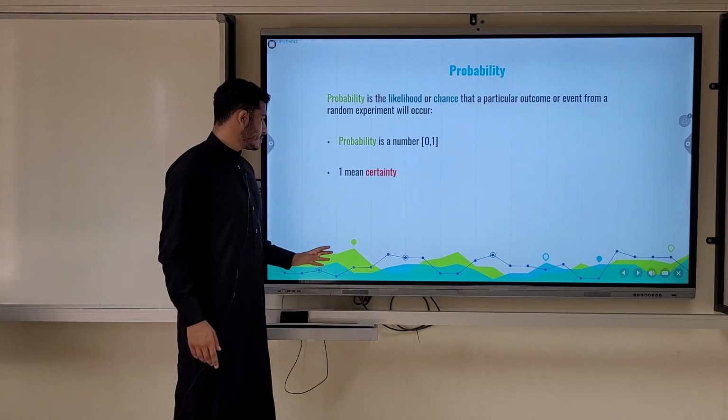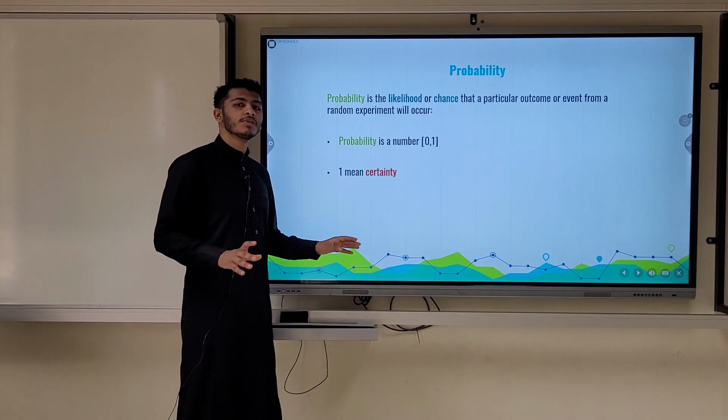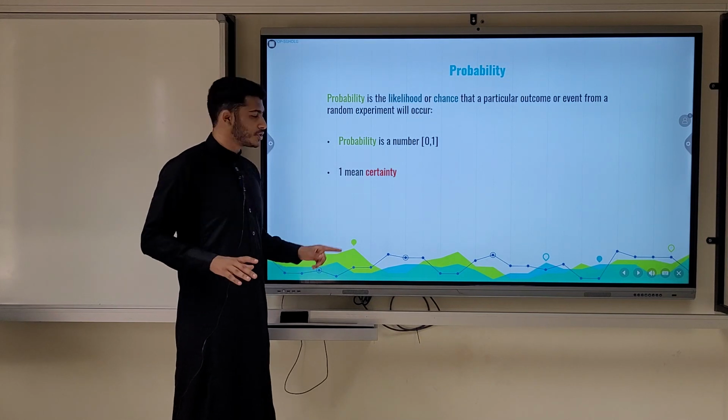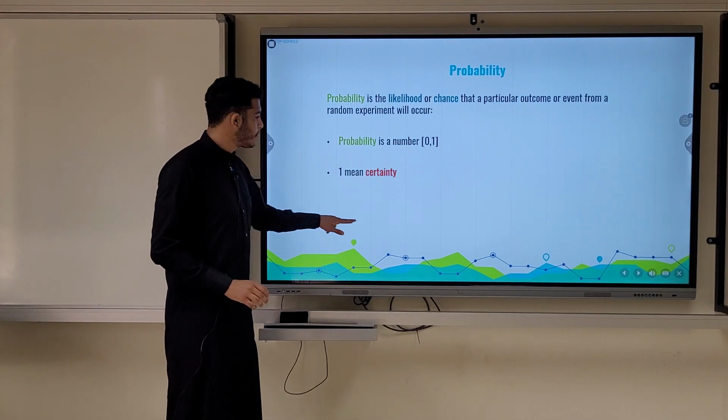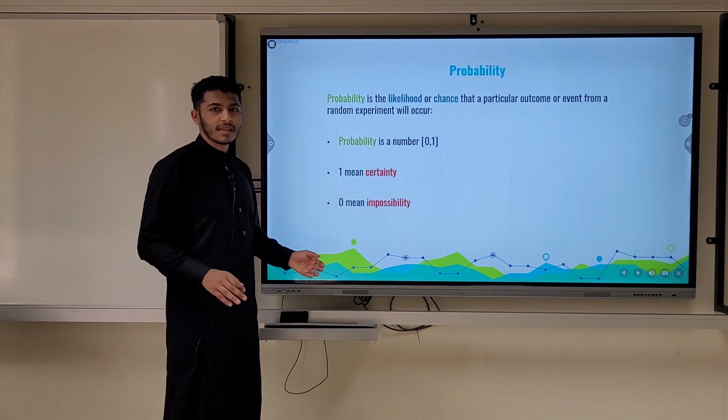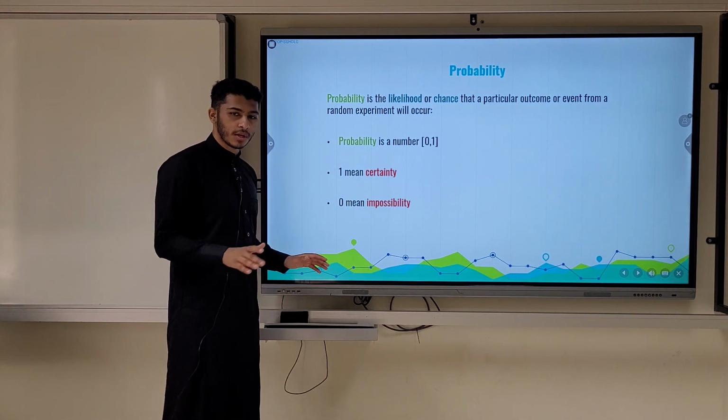1 means certainty. So if you got 1, it's impossible that the event will not occur, so it will definitely occur. And 0 means impossibility, that it's impossible for the event to occur at all.